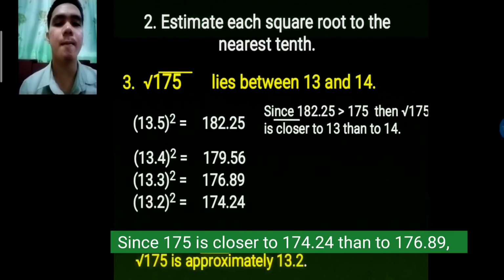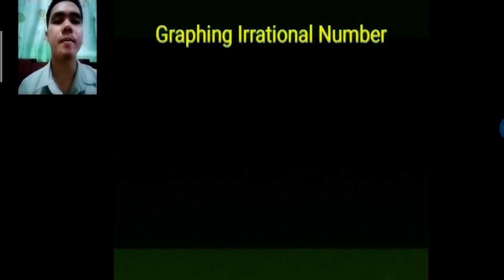We can say that 175 is closer to 174.24 than to 176.89. So we can say that square root of 175 is approximately 13.2. Okay, this will be our approximated value.